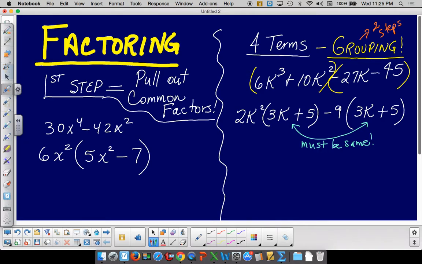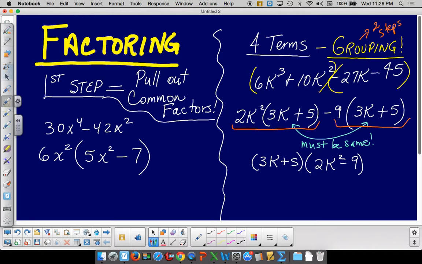This was step 1. Now you go, okay, I have this clump of stuff before the subtraction, then I have another clump of stuff. What is in common between those two clumps? Well, both clumps have the quantity 3k plus 5. So what I'm doing is I'm pulling 3k plus 5 as a common factor. 3k plus 5 is moving out front, and I am left with 2k squared minus 9 then.